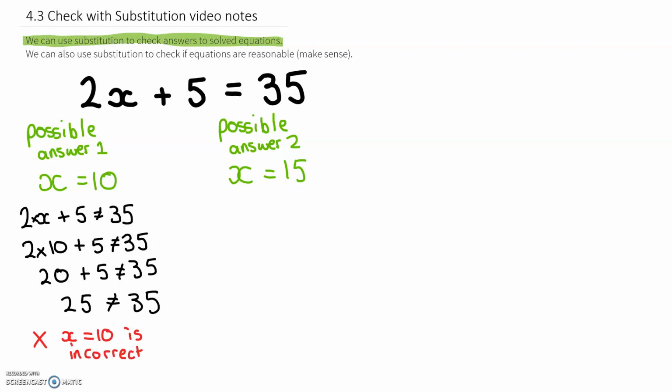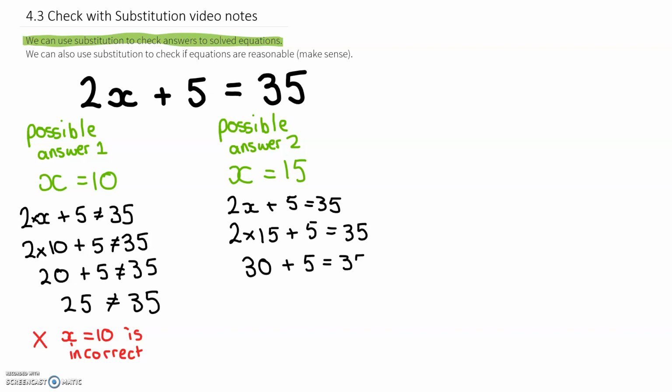So let's check the other answer and see if that one's correct. And we're going to substitute it in again. So 2x plus 5 equals 35. And this time x is 15. Okay, so 2 times 15 is 30. And 30 plus 5 is 35. Hey, look at that! It does equal 35. Fantastic. That means that x equals 15 is a correct answer or solution to this equation.